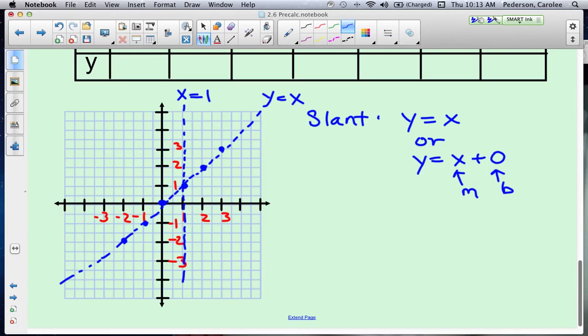Where were the x-intercepts at? (2, 0) and (negative 1, 0). Where was the y-intercept at? (0, 2).